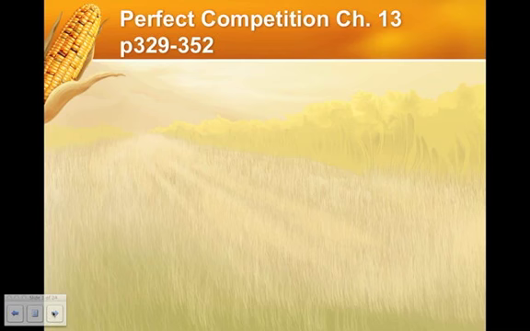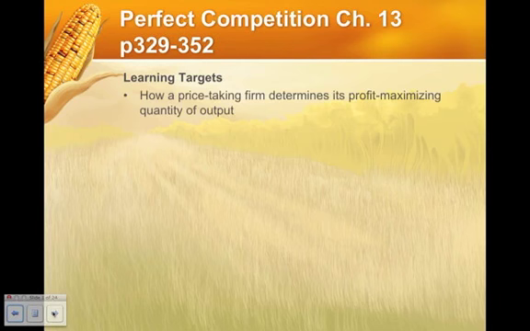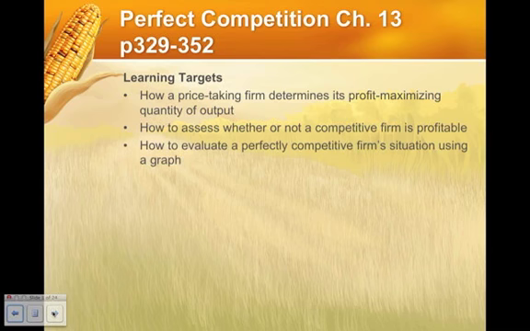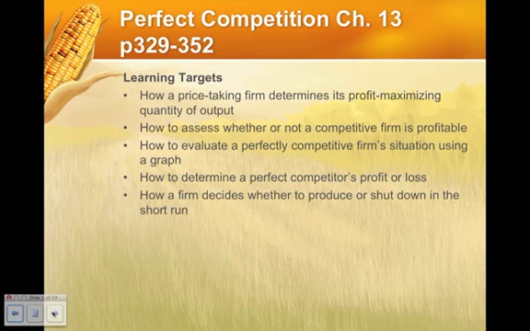So let's look at the learning targets for today. How a price-taking firm determines its profit-maximizing quantity of output, which we'll see is where marginal revenue equals marginal cost. How to assess whether a competitive firm is profitable or making losses. How to evaluate a perfectly competitive firm's situation using a graph. How to determine a perfect competitor's profit or loss. How a firm decides whether to produce or shut down in the short run.